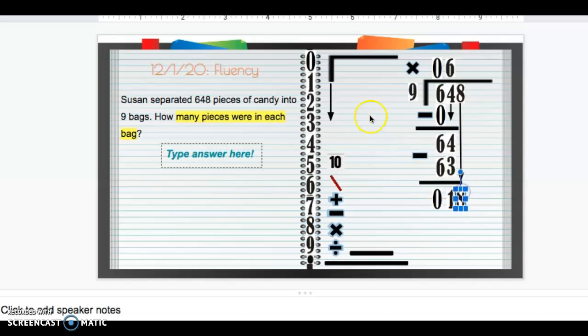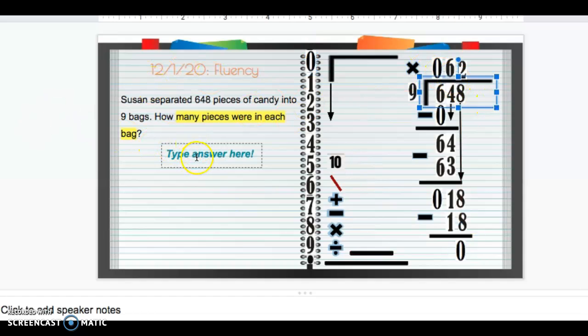Then you got to ask yourself, how many times does 9 go into 18? 9 times 2 gives me 18. So 2, then I put my 18 below. I subtract it out. And I get 0. So my answer is 72.